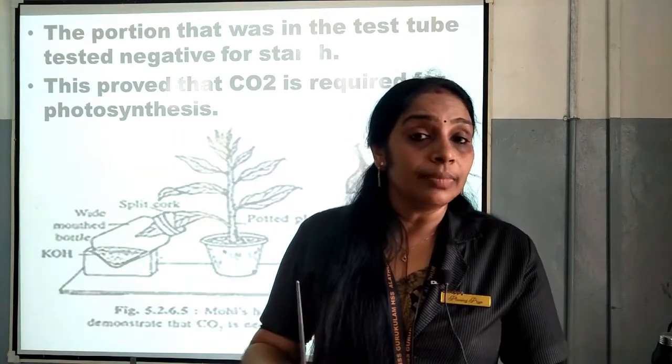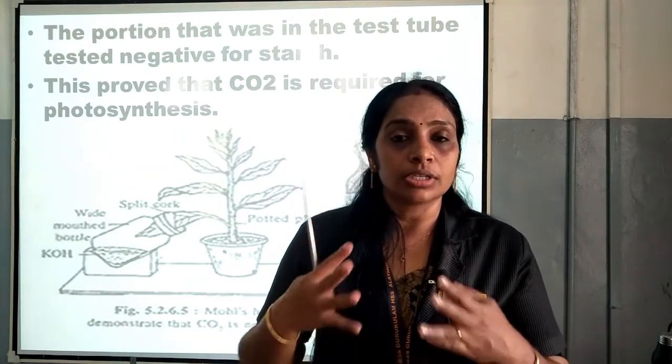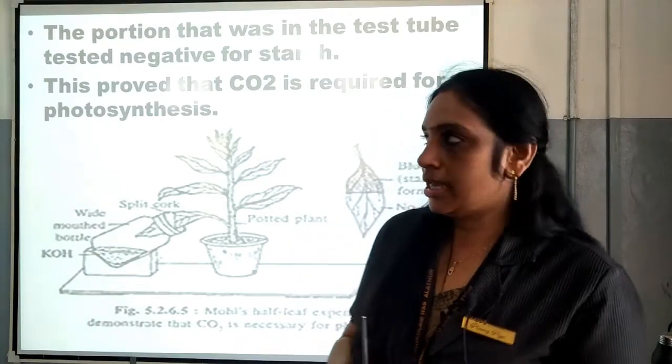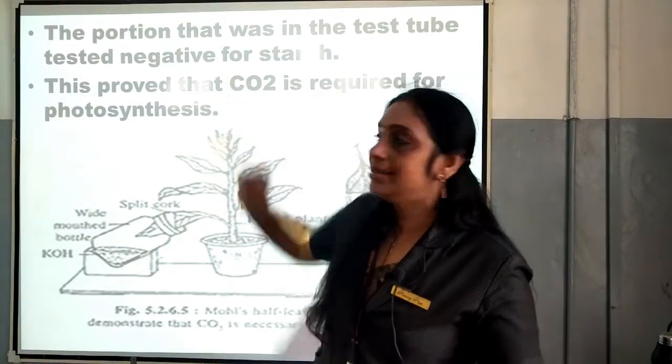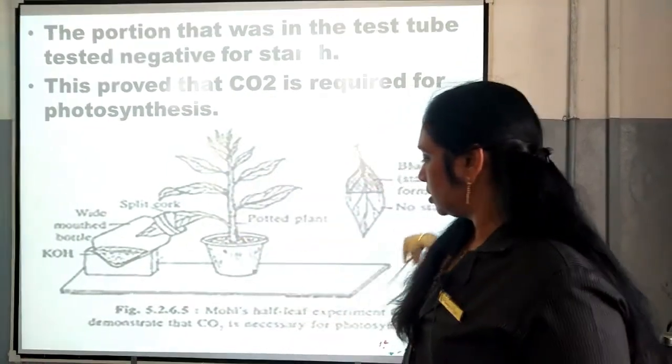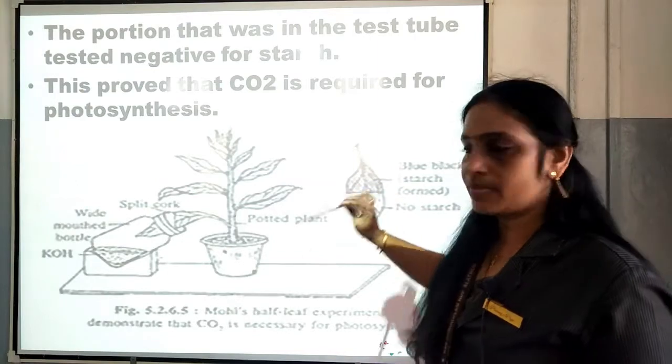Photosynthesis has not taken place because potassium hydroxide used to absorb carbon dioxide. That's why it tested negative. I think you would have understood this is the apparatus used for the half leaf experiment.